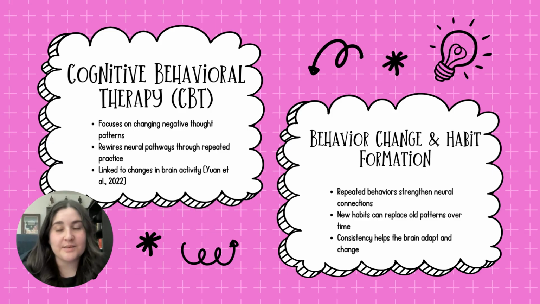Brain plasticity plays an important role in therapy. Cognitive behavioral therapy, or CBT, focuses on identifying and changing negative thought patterns. Through repetition and practice, these new ways of thinking actually rewire neural pathways in the brain. Research has also shown that therapy is linked to measurable change in brain activity.